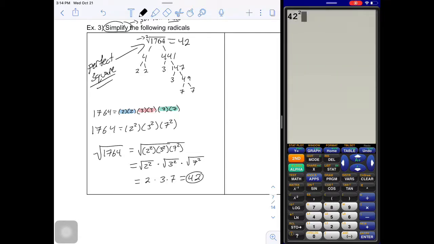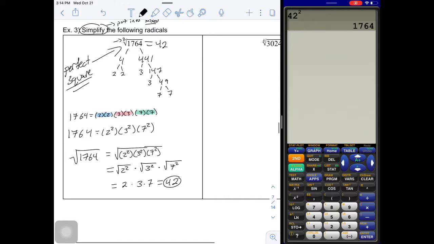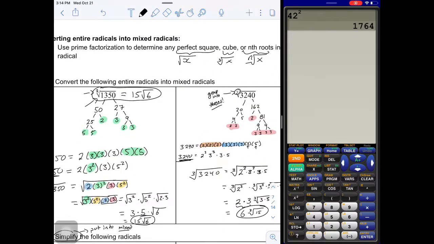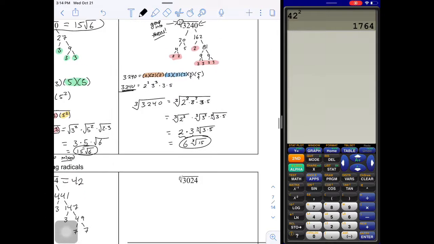We could also show this by doing 42 squared, right? 42 squared equals 1,764. So actually simplifying that has shown us it is a perfect square. These guys up here, this is definitely not a perfect square because it shows a mixed radical. This is definitely not a perfect cube because it shows a mixed radical.